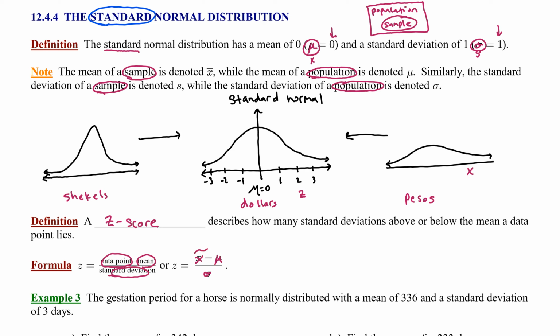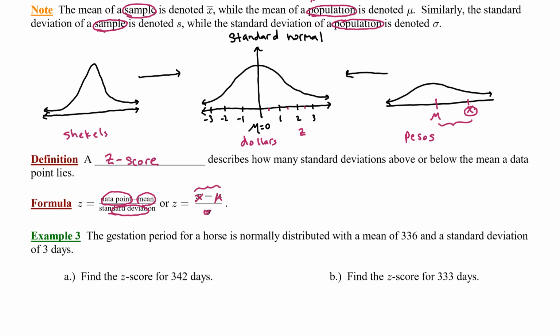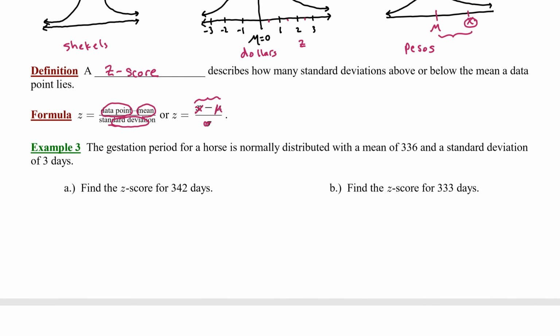So notice, if I have some point x over here and I find the difference, x minus the mean, let me go ahead and write it mu so we get used to that. x minus mu is the difference or the distance between those 2 points. Then I'm going to divide by the standard deviation, and that's going to tell me where that point, which we previously called x, lies on the standard normal distribution. And that's what we call a z-score. Now let's do an example to be sure to clarify that information.